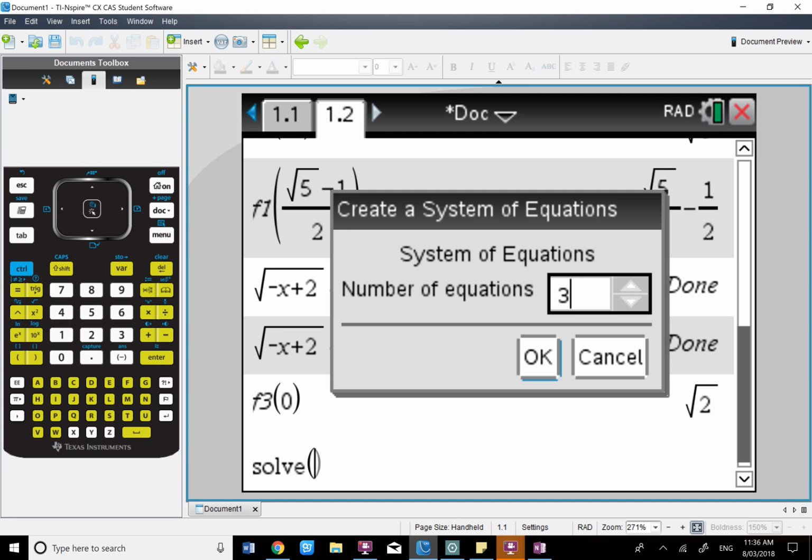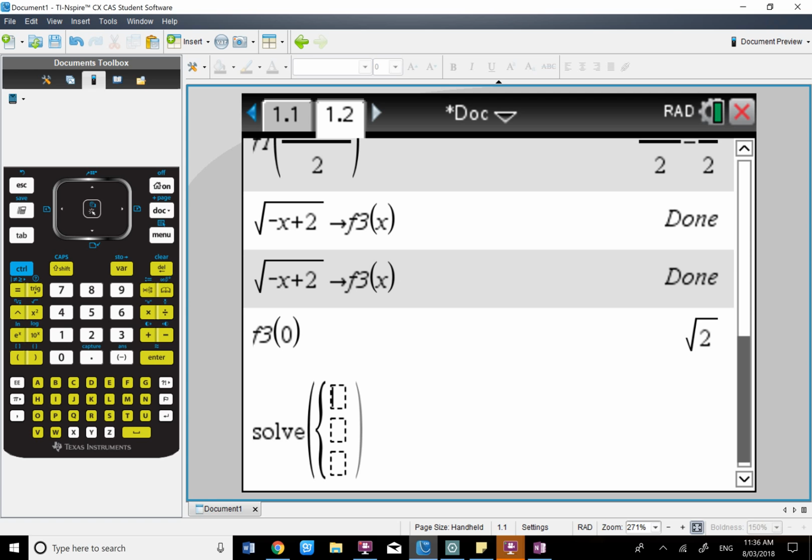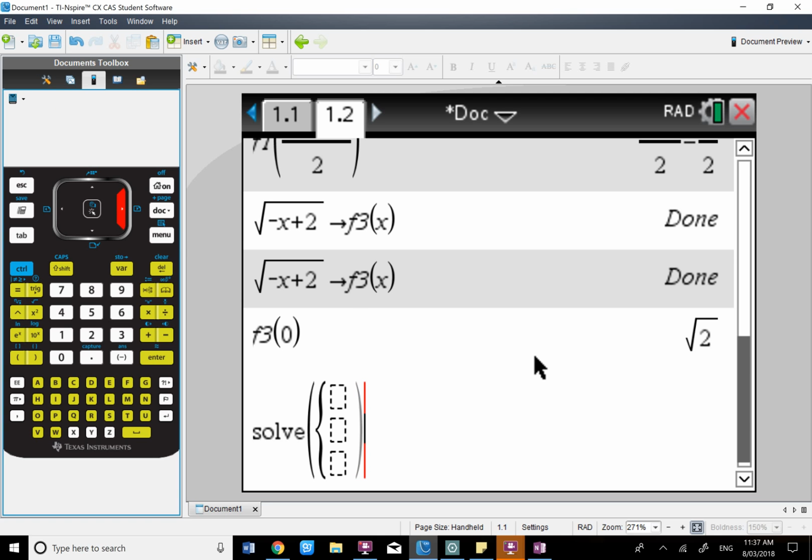So we have three simultaneous equations, so we want a 3. If you have 4, you put a 4. Then you press OK. Now you have three places to put three equations. After you put in the three equations, you move the arrow to the back, still in the bracket, and then you press comma A, comma B, comma C, which are the three variables you're trying to find. Then press enter to solve for it.